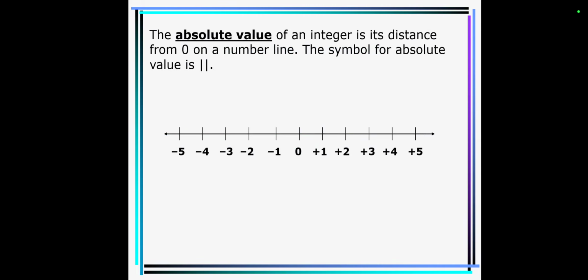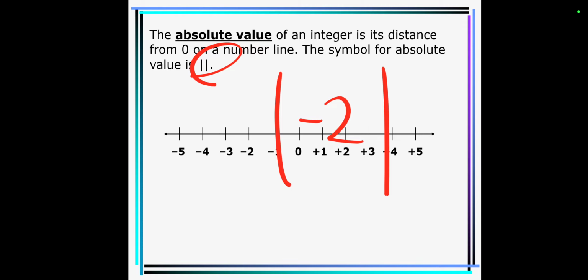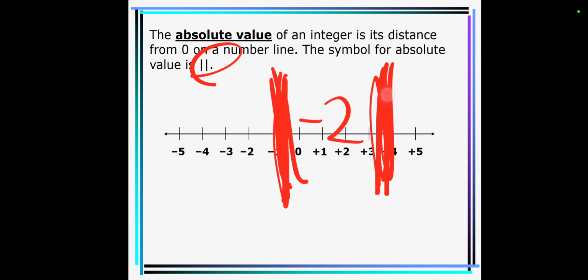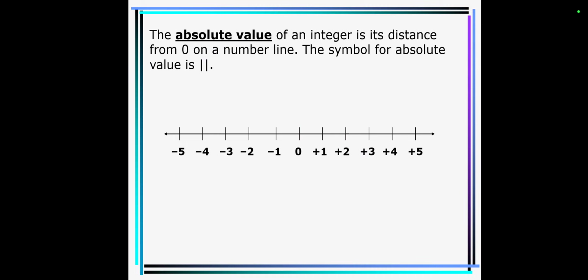The absolute value of an integer is its distance from 0 on the number line. So, the symbol for the absolute value is like this. That is the symbol, and the number will be inside of it. Okay? For example, the absolute value of negative 2. You will have to write this symbol, because that indicates absolute value, and the number that you mentioned should be inside of it.